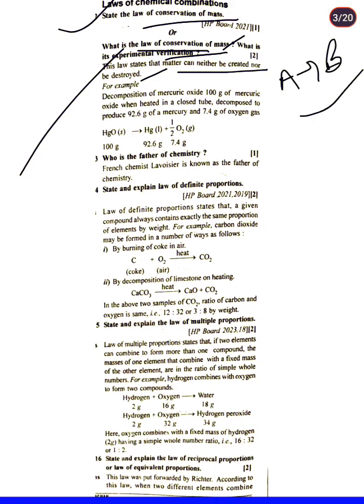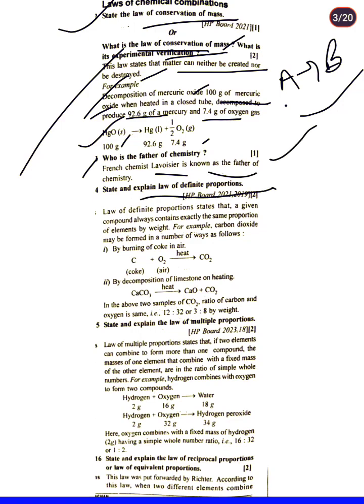For example, decomposition of mercuric oxide: 100 gram of mercuric oxide when heated in a closed tube decomposes to produce 92.6 gram of mercury and 7.4 gram of oxygen, which can be written in this form. So the total 100 gram remains the same on the reactant and product side. Next, who is the father of chemistry? That is the French chemist Lavoisier. Next, law of definite proportion.